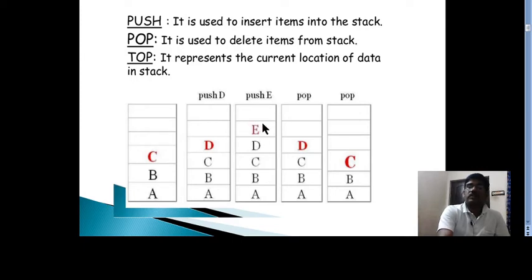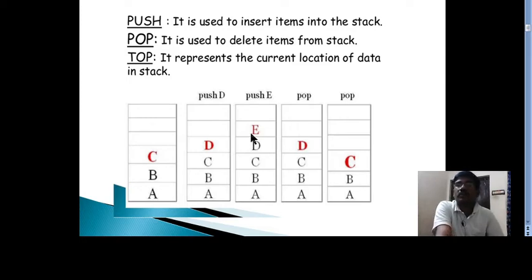The last element which is inserted will come out first. So E is the last element which is inserted. It will come out when you pop. It will be deleted when you pop. So the pop operation always deletes the topmost element. So the topmost element is E. It is at the fourth location.